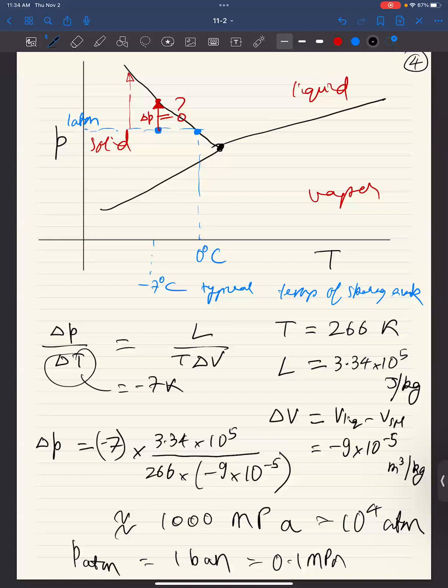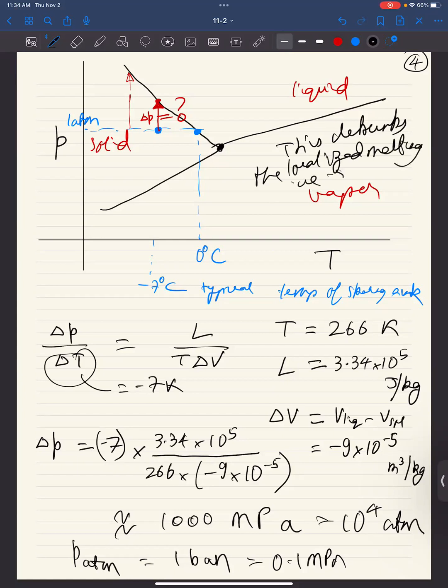So this debunks the localized melting ice skating story. And I have to say it in quotes because it debunks the equilibrium picture. In reality, there is a nanofilm that forms, but it's not really melting in a traditional sense. It's a bit different.